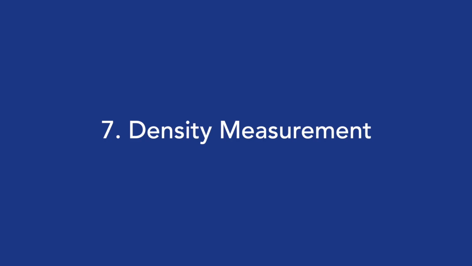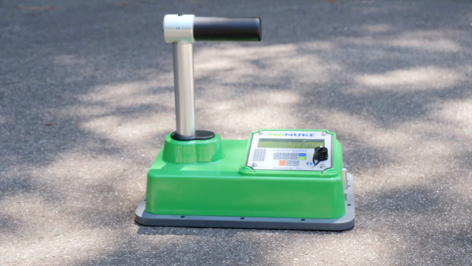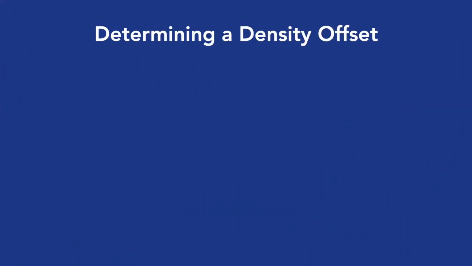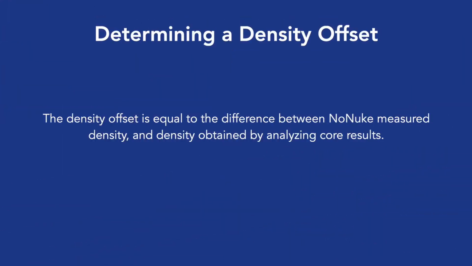7. Density measurement. The NoNuke is designed to measure asphalt density and display percent compaction. The density values measured by the gauge can be easily adjusted by using a density offset based on measurements obtained from cores or previous calibrations. Determining a density offset. The density offset is equal to the difference between NoNuke measured density and density obtained by analyzing core results.